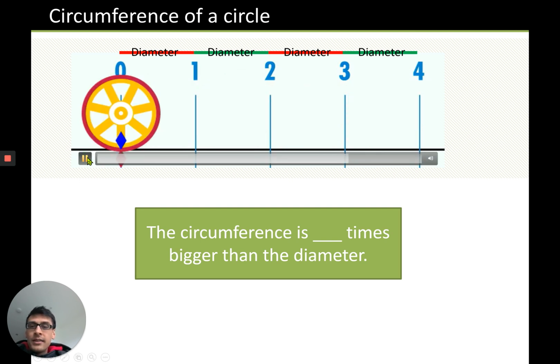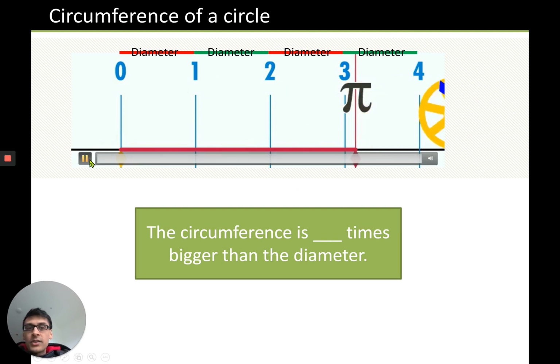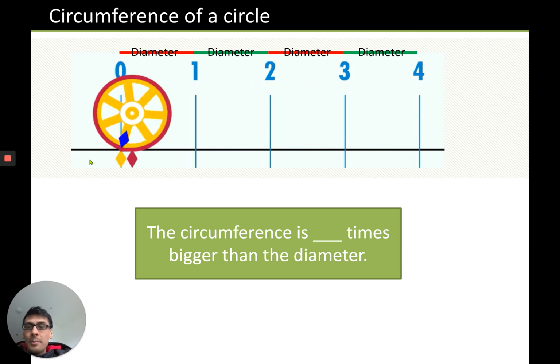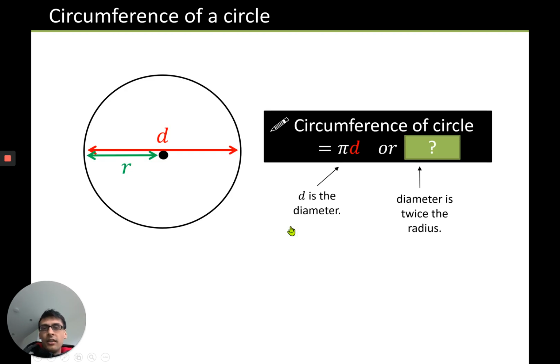If you were to place a circle at the beginning on here and essentially unroll it, what you would find is it would rotate around 3 point something times. You can see what number I'm going to get to here, and this applies for any circle. So essentially we can say that the circumference is 3.14159 times bigger than the diameter, and that's one of the ways that you can actually discover pi as a number. So you can say circumference equals pi d.